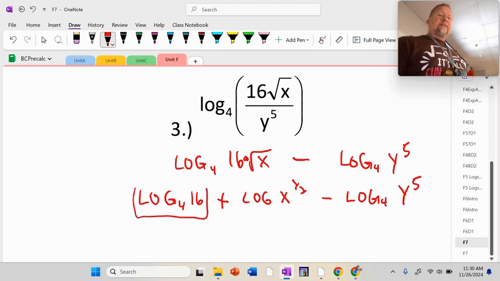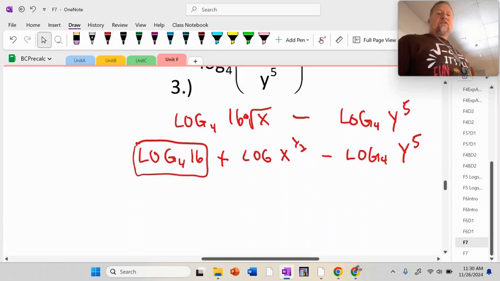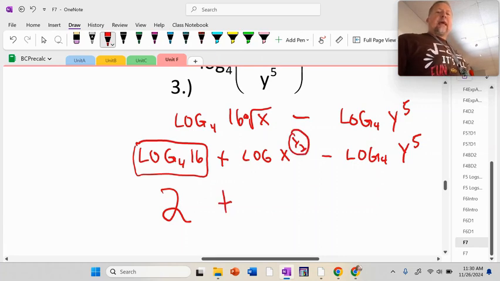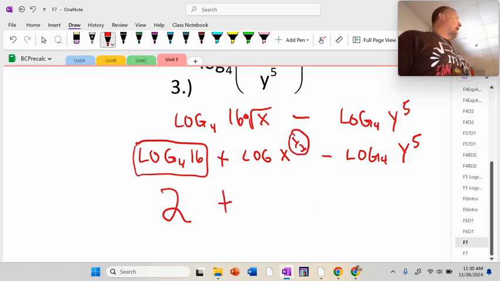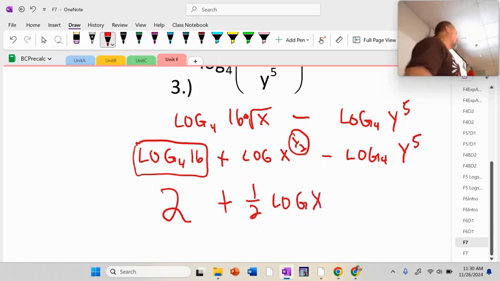But you know what? Whenever this happens, you actually have to do it. What's log base 4 of 16? 2. And then plus, what do I do with this 1/2? What do I do with that 1/2? Put it out, say it, in front. This is what it means to expand.